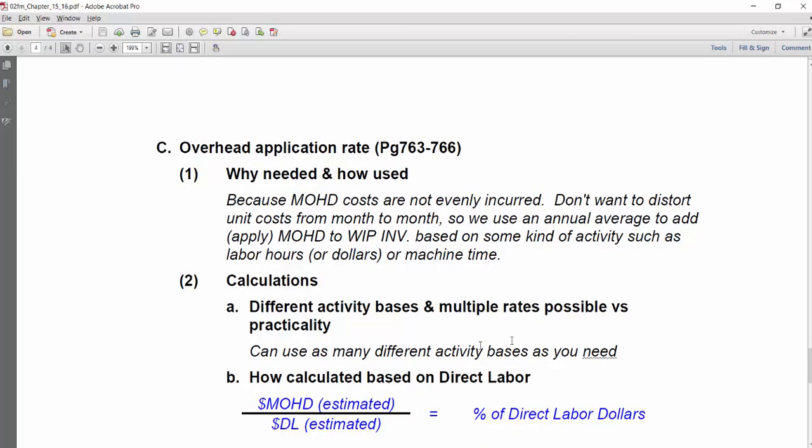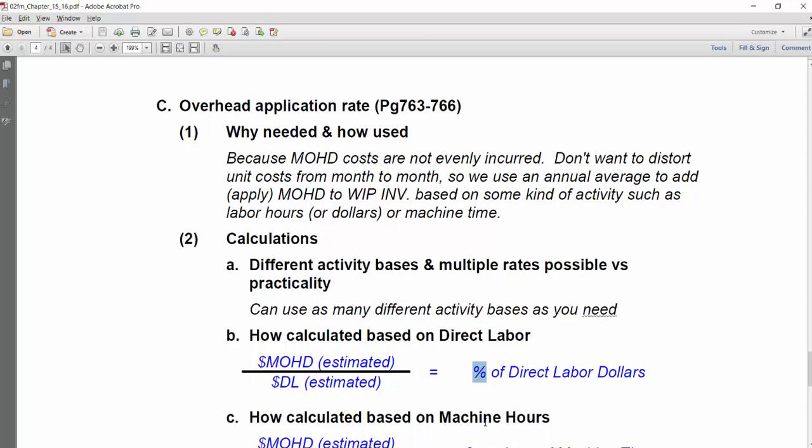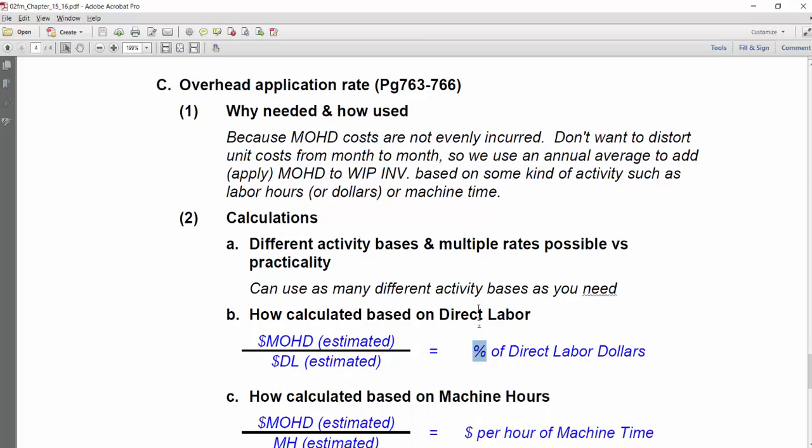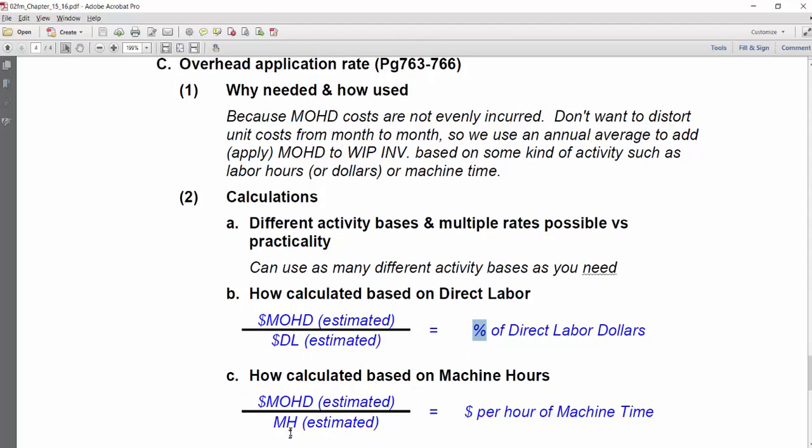Now what do we do with that? We take our guesstimated manufacturing overhead for a whole year, our guesstimated dollars of direct labor for a whole year, and this is occurring at the beginning of the year. We divide the estimated manufacturing overhead by the estimated direct labor, and we get a percentage that relates how much overhead there should be related to every dollar of direct labor. If you were to do it based on machine hours instead of direct labor dollars, then you would take the dollars of manufacturing overhead, but you'd divide it by a non-dollar amount, hours of machine time, and you'd get dollars per hour of machine time. That's different than a percent.